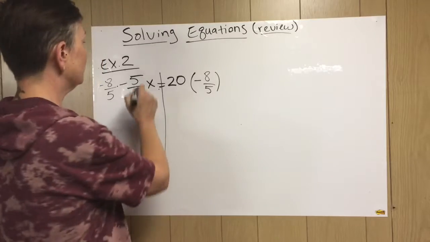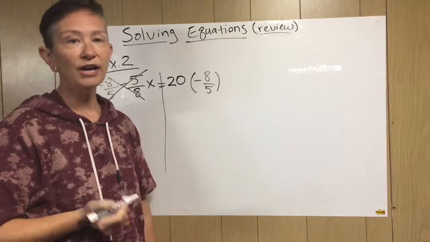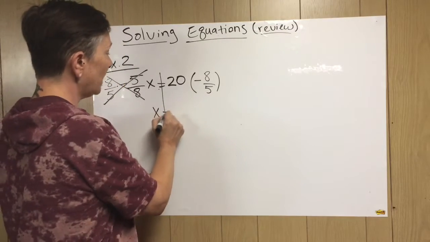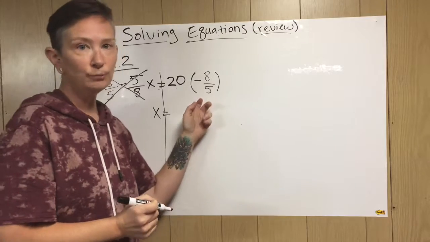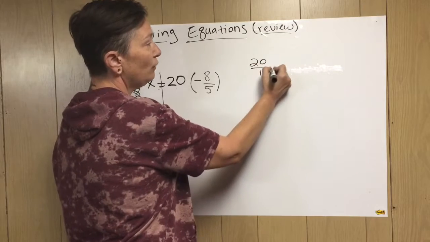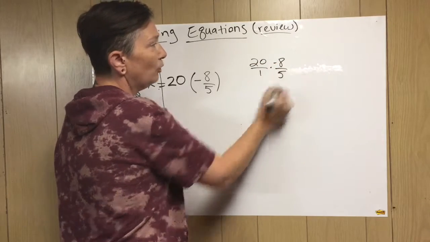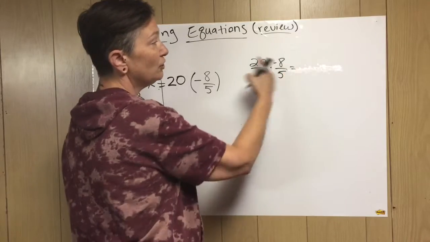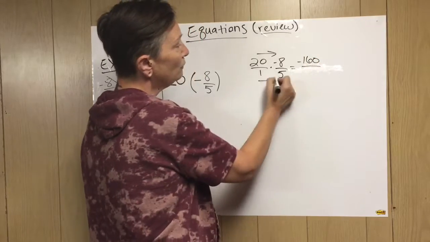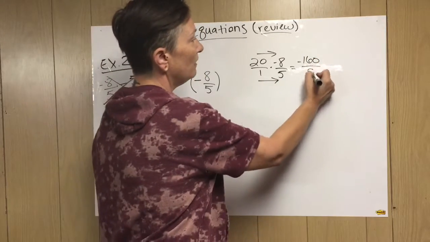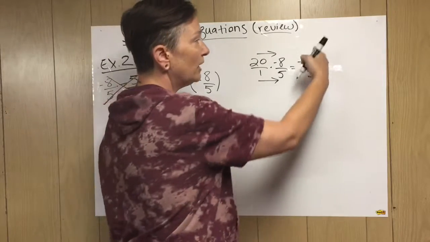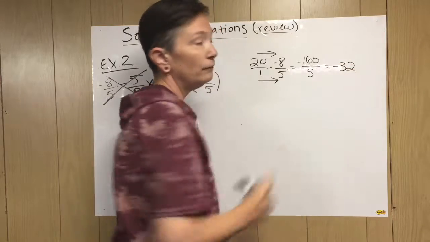Now, here's what happens. That eliminates the fraction because it cancels out to 1, and I would get 1x. So we can just drop this x down. And then there are two ways I can multiply this 20 and the negative 8 over 5. You can take 20 over 1 and multiply it by negative 8 over 5, which is fine. So numerator times numerator, 20 times negative 8, that's negative 160, over denominator times denominator, that's 5. Then you can divide, because a fraction is the same thing as a divide. So negative 160 divided by 5 will give you negative 32.